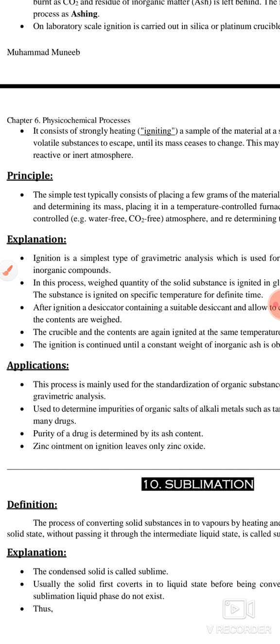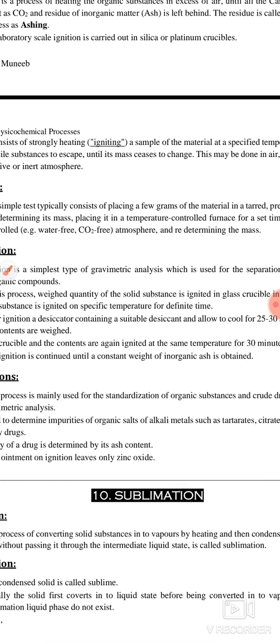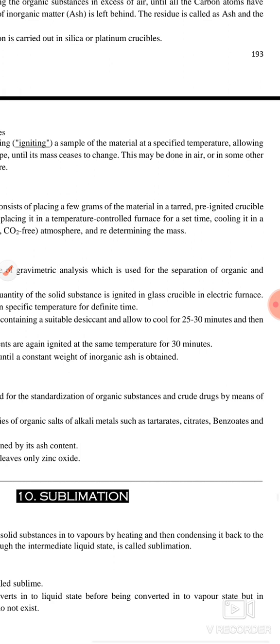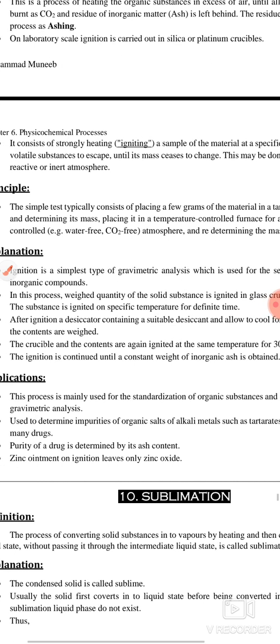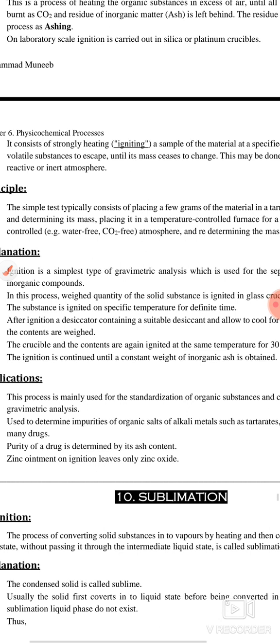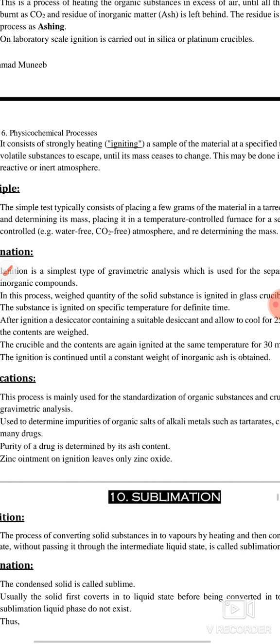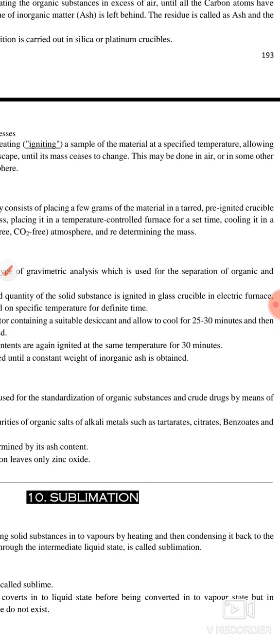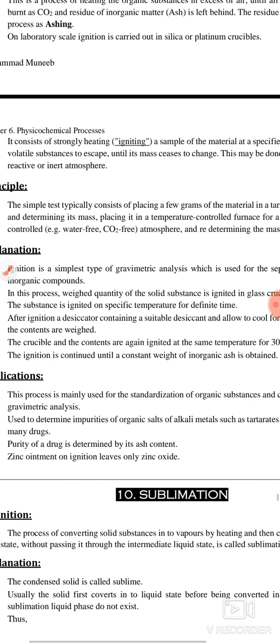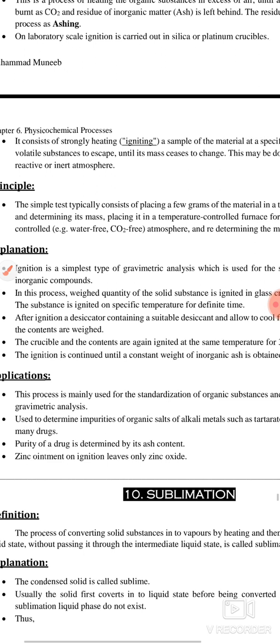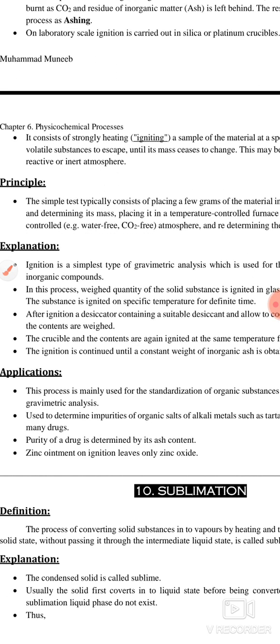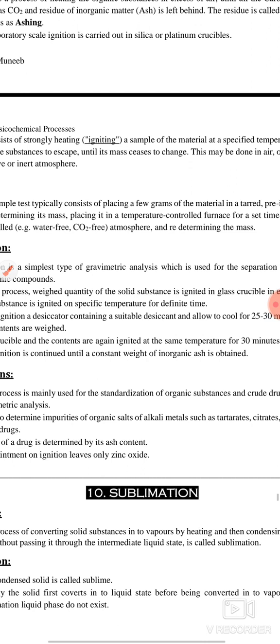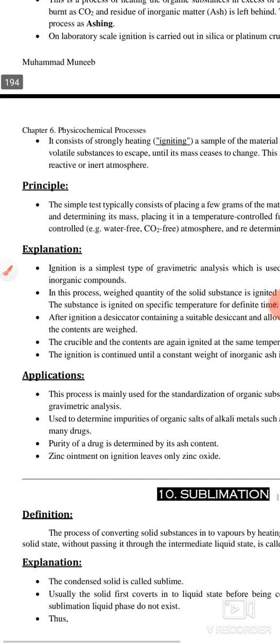Now what is the principle for it? You typically take the test sample which you are going to burn, a few grams of this material, and a pre-ignited crucible should be used. You place this compound onto the pre-ignited crucible, then control the temperature in the furnace, and also control the cooling. Then you make it free from water and carbon dioxide, and perform the experiment. The explanation is that ignition is a simple type of gravimetric analysis, and you are separating the inorganic compound from the organic compound.